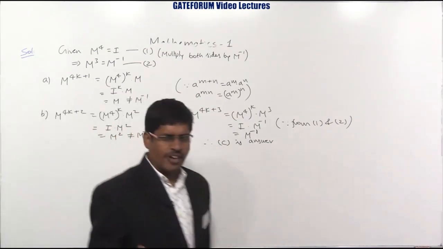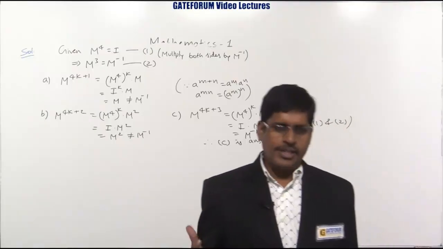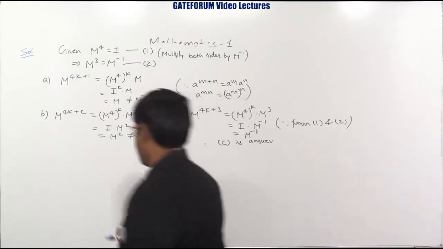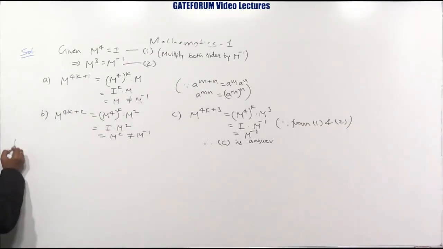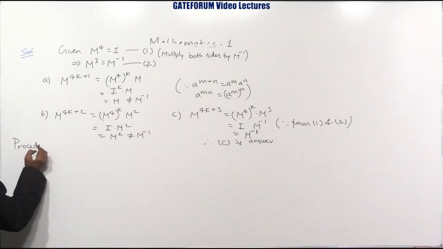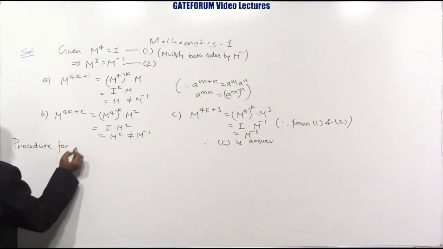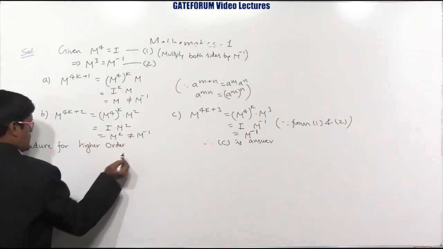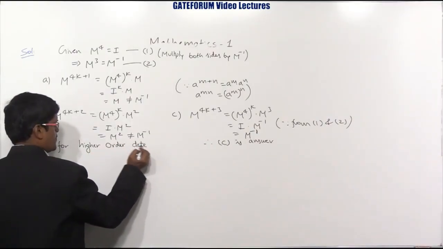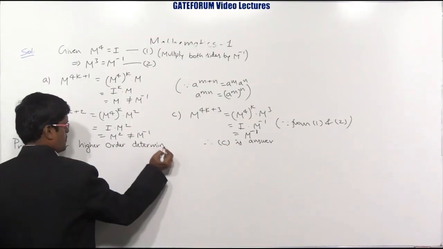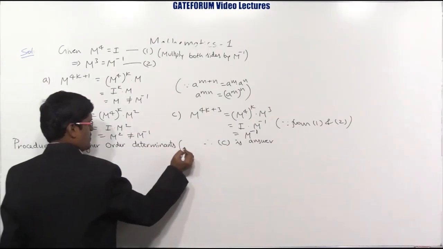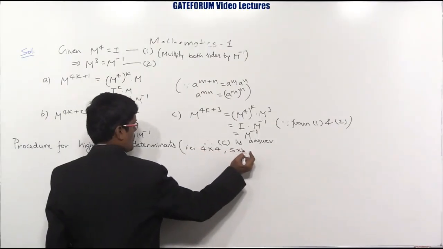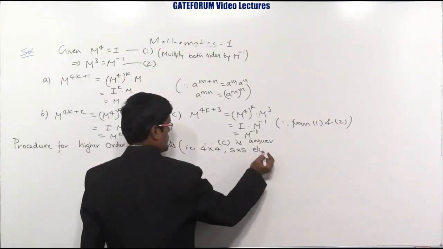Similarly, 4 by 4, 5 by 5 higher order determinants. How to evaluate? In the easiest way, by applying elementary operations, that is either row operations or column operations. Procedure for higher order determinants, that is 4 cross 4, 5 cross 5, etc.